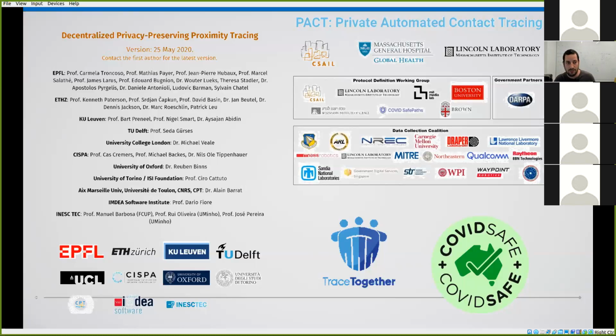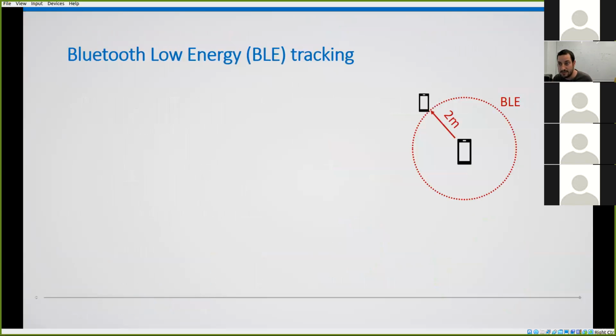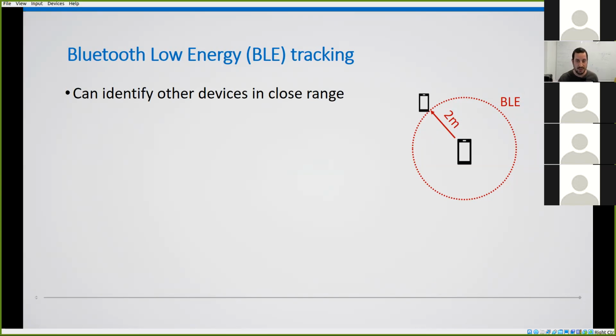So we'll give a short introduction to what Bluetooth Low Energy contact tracing is. The way that it's done is that we're going to use the fact that most of us have smartphones, and those smartphones support a technology called Bluetooth Low Energy, which is relatively close range communication. And we can try to use it to identify other devices that are in close range. And if we try to make trivial solutions, we can very quickly come up with several problems.